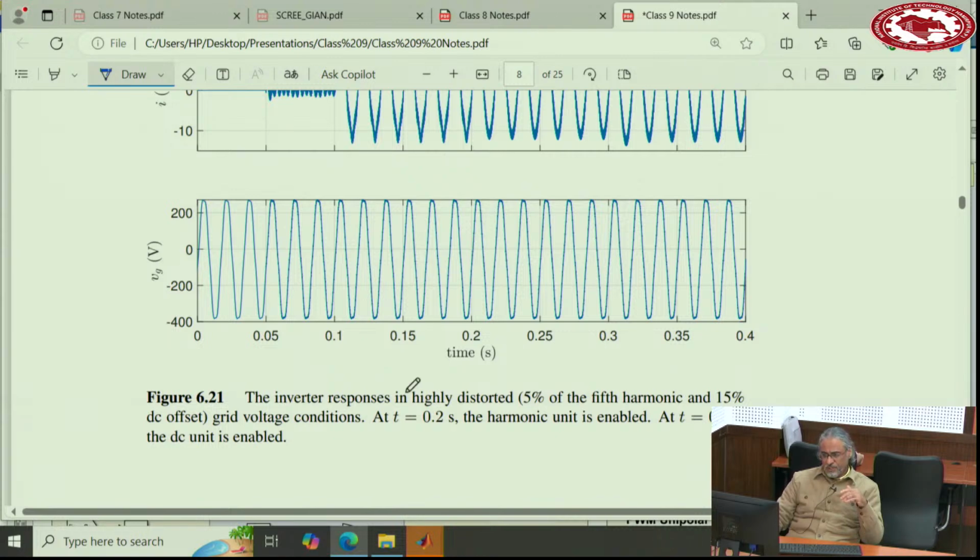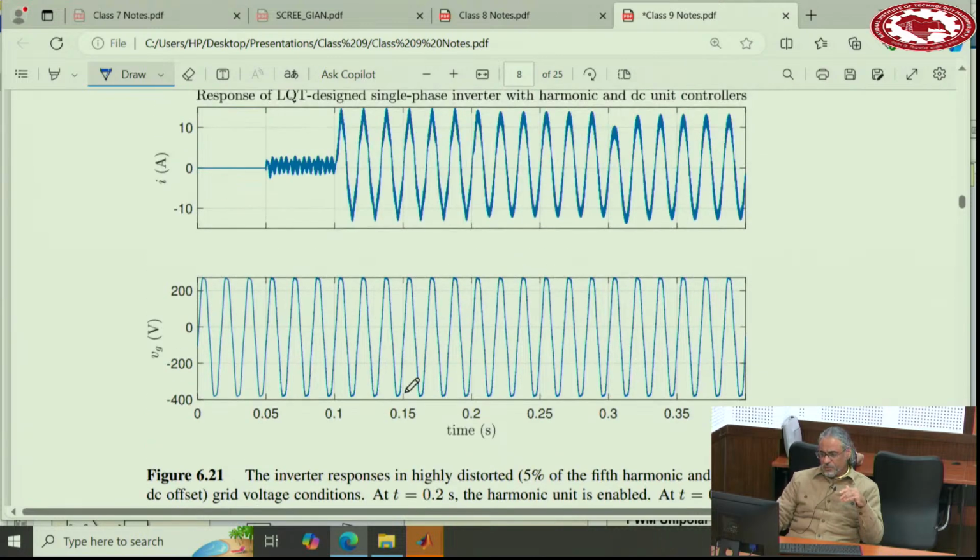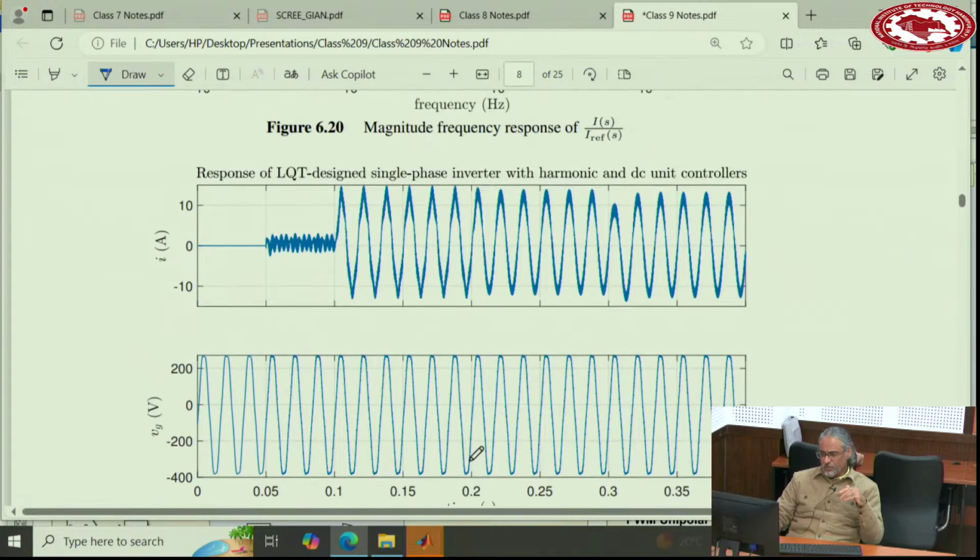So initially, up to 0.2, up to this point, these new blocks that we added are not working. So this converter starts generating power, but if you look at the current, you see the current has a lot of distortions on it, a lot of harmonics. And also if you watch it, it has DC, so it has both DC and harmonics.